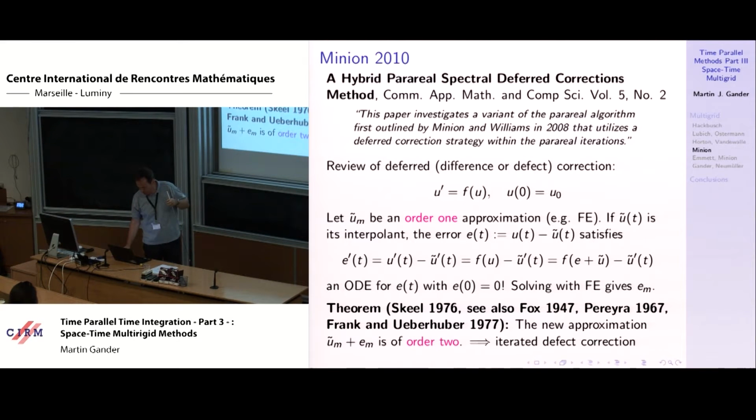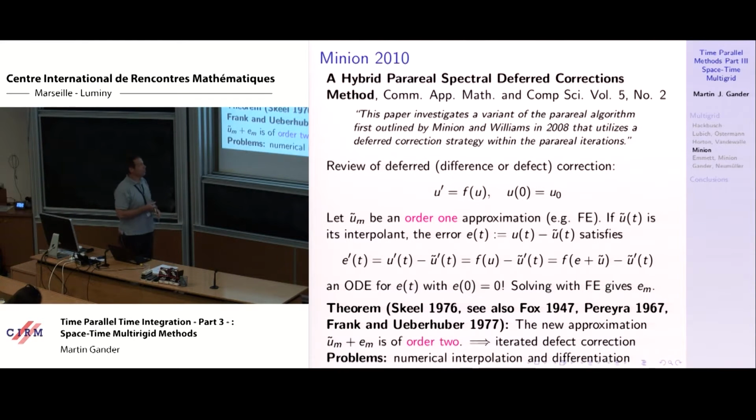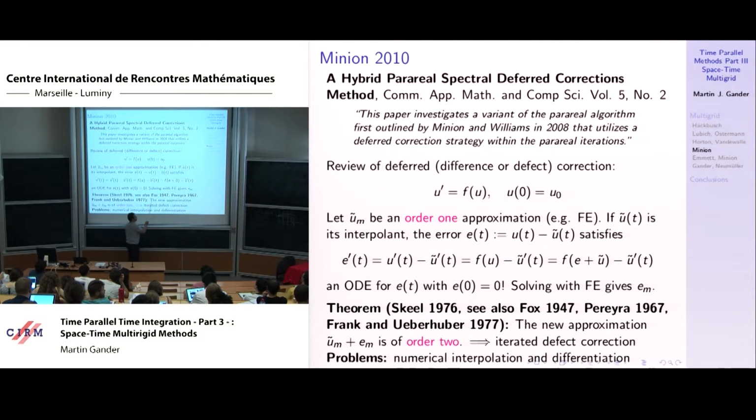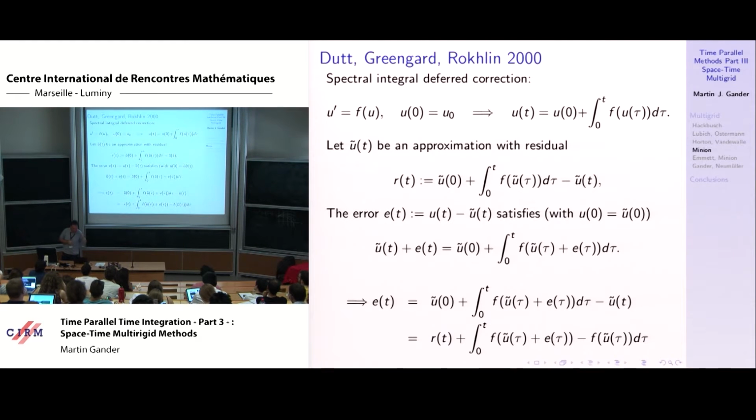Now, the way I presented it here, it's not really working, because you have to do interpolation, and then you have to do derivatives of this interpolation. Now, interpolation polynomials tend to oscillate towards the boundary. You take derivatives of these oscillations. So this is not a practical algorithm. But Dutt, Greengard, and Rokhlin in 2000 found a way to rewrite this method to make it into a usable algorithm. And that's called the spectral integral deferred correction.